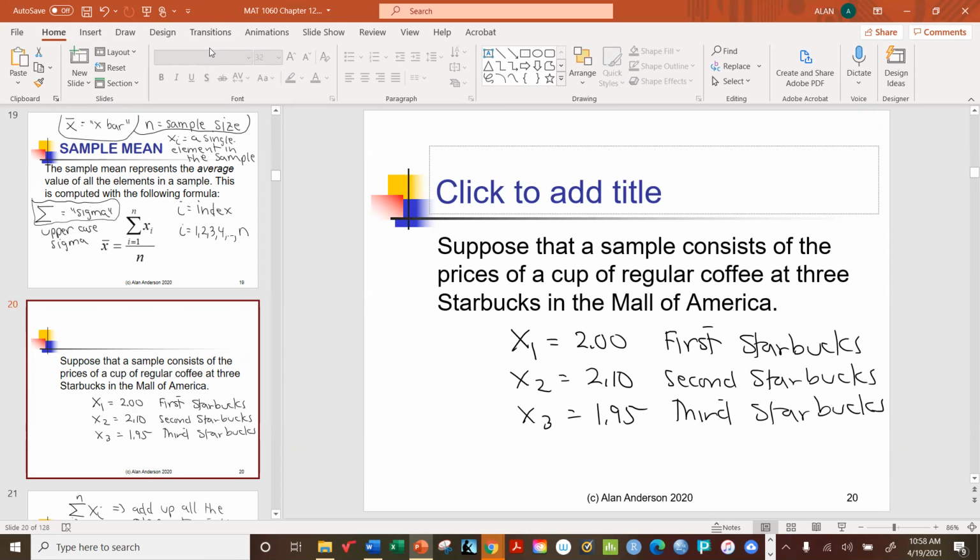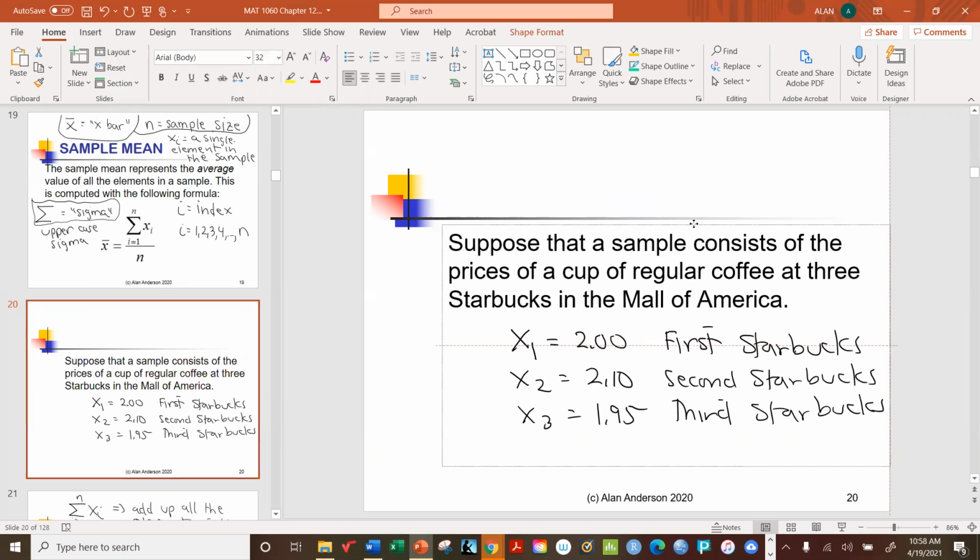So I've got 3 elements in my sample. X1 represents the first Starbucks price, X2 is the second Starbucks price, and X3 is the third Starbucks price. So the index tells me which store this information came from. So for every sample that we'll be using, we'll do the same thing. We need to keep track of those elements, and so we'll do that with an index. Instead of using different letters for each one, we'll have the same letter, which is X, but each one will have a different index. All right, so that's what that's all about.